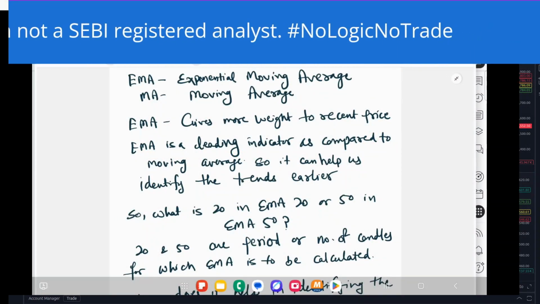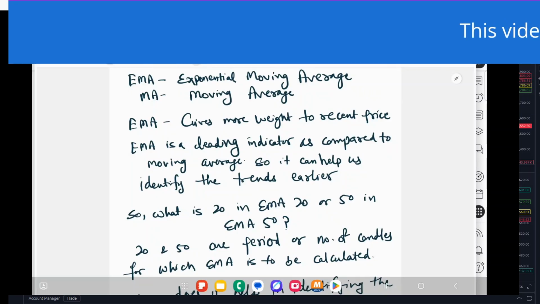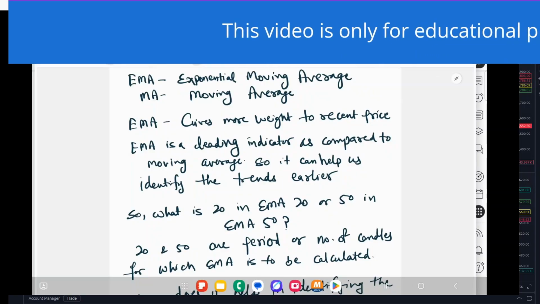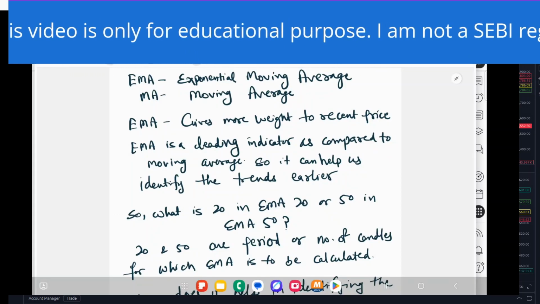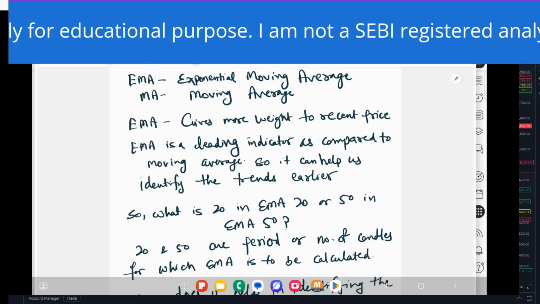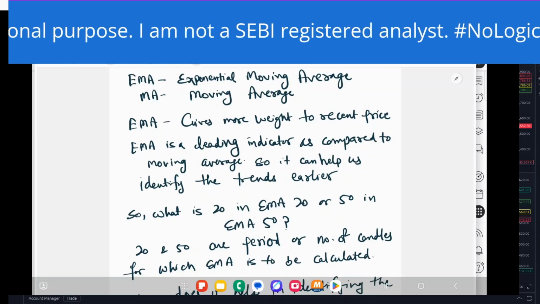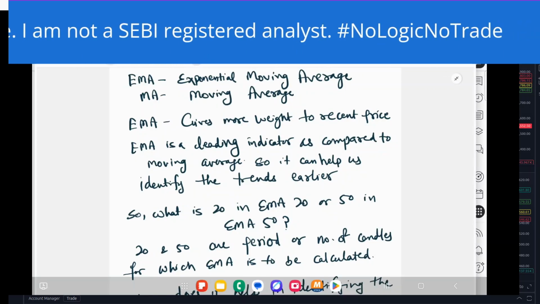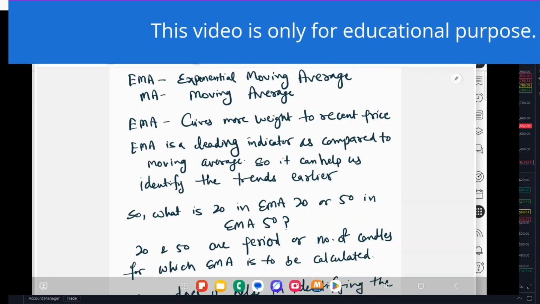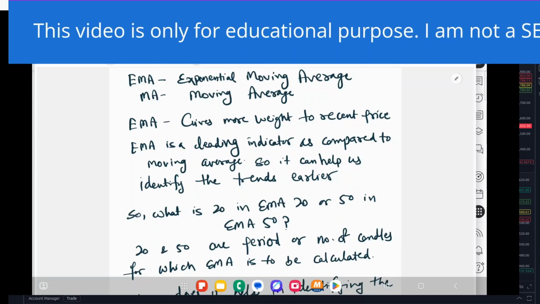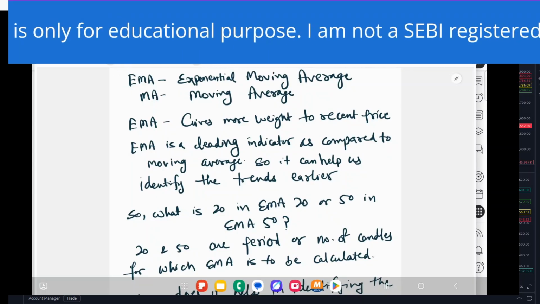An EMA, or exponential moving average, is basically a line plotted on the chart that tracks price movements. But EMA gives more weight to the recent prices, and that makes it a bit more responsive than the moving average. So we can say EMA is a leading indicator as compared to the moving average. So what is this 20 in EMA 20 or 50 in EMA 50? These are the time periods for which the EMA is calculated. When we calculate EMA 20, it will check the prices of the last 20 candles, then calculate the EMA and plot it on the chart.